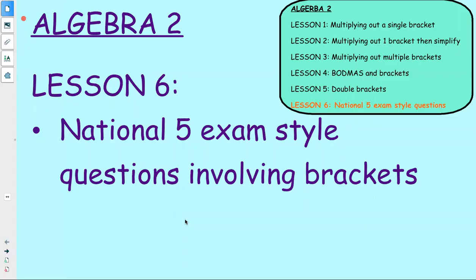This is lesson 6 and these are National 5 exam style questions involving brackets. So as always, if you have not looked at the previous lessons, please do them first because I've tried to connect all the lessons together. Okay, so let's get started.